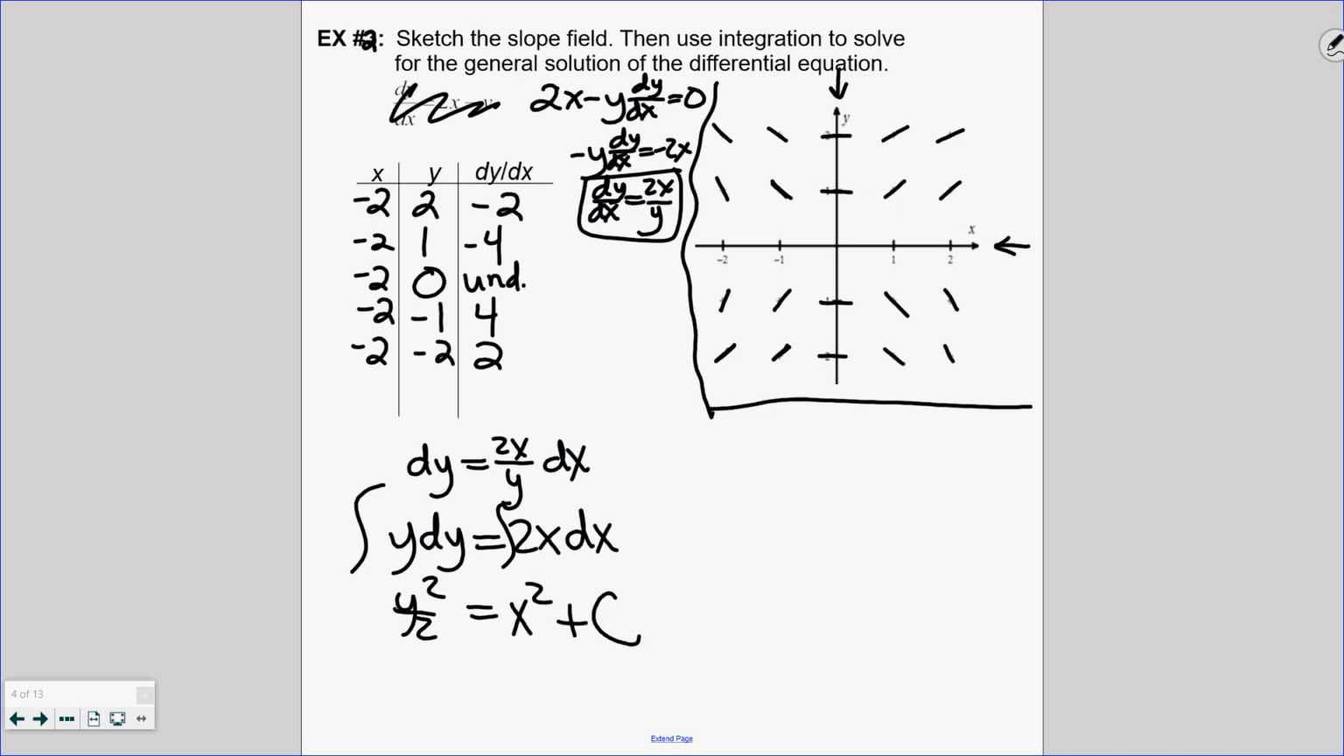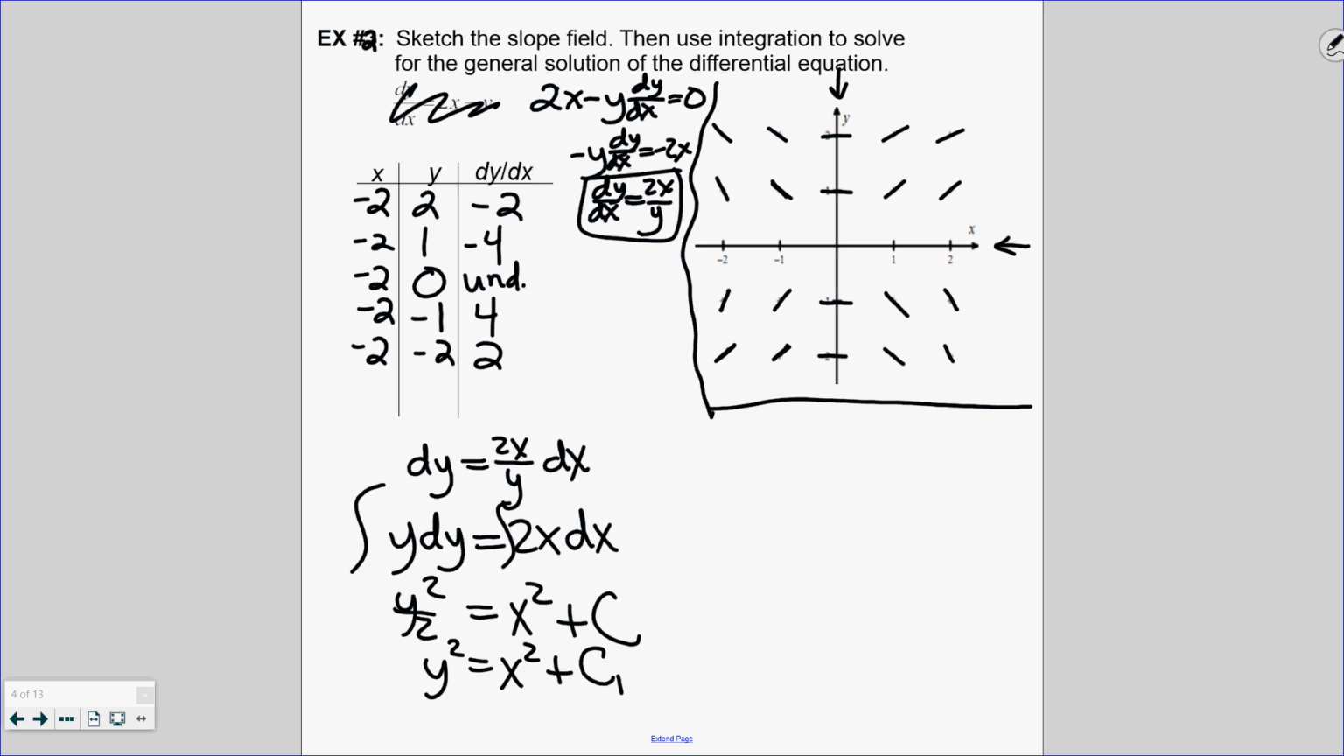And then we want to basically solve this for y. So I'm going to multiply everything by 2. That's y squared equals x squared plus 2 times a constant, but really that's just a different constant. I'm going to put c1. You really don't have to do that, but that's a different constant than the previous one, but still constant.